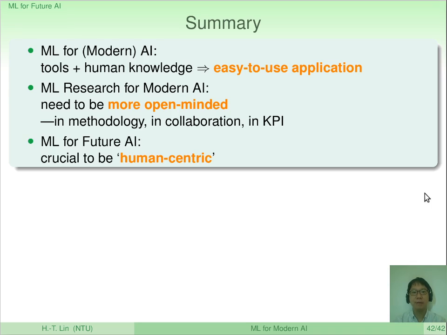And for the future, it's very crucial to be human-centric, to think about what kind of applications we need, what kind of applications humans will be satisfied with, humans will find easy to use. And those are the growing directions of artificial intelligence.